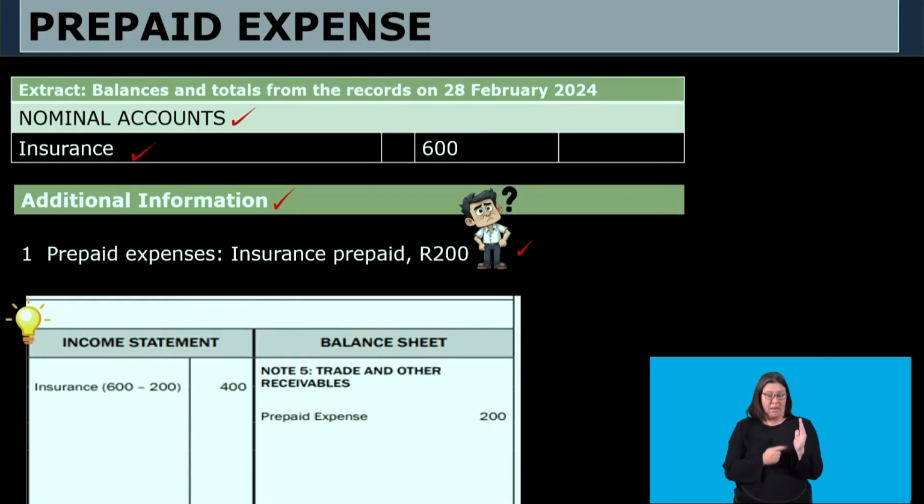Remember, opening brackets is very important, and then you bring your amount from the trial balance there. There is your 600. And your prepaid expense amount must then be subtracted. So you come in and say minus 200, and the final amount becomes the 400. But that 200 becomes an amount that we would now take to your statement of financial position. We're talking balance sheet now. Under note 5, trade and other receivables, then we say prepaid expense. All right? So that must be recorded in both your statement of comprehensive income as well as the statement of financial position.